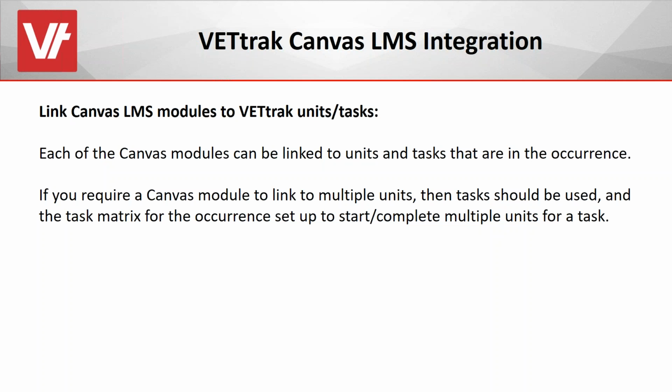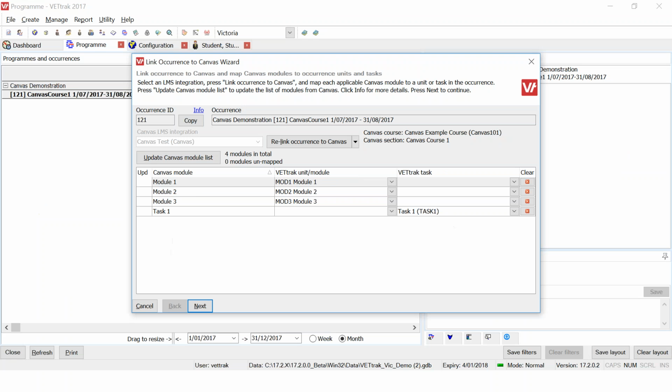So if you needed that functionality of saying that when you start a Canvas module it needs to start multiple units, you would in VETtrak map it to a task and then use that task unit mapping matrix that's in VETtrak to do so. Let's have a look in VETtrak then.